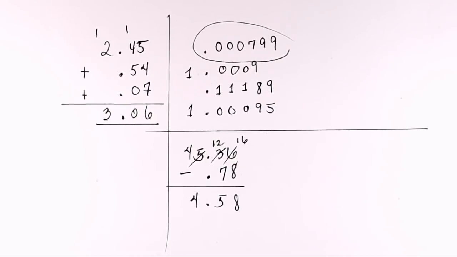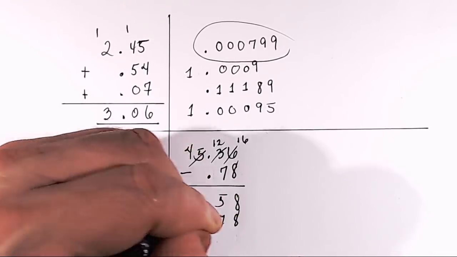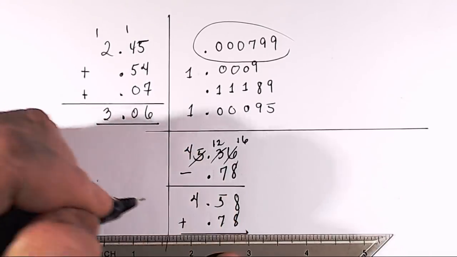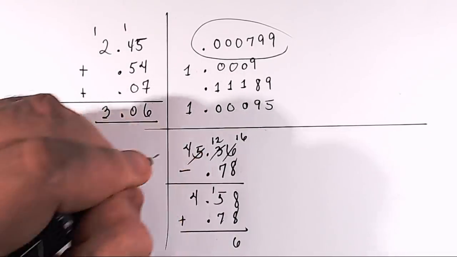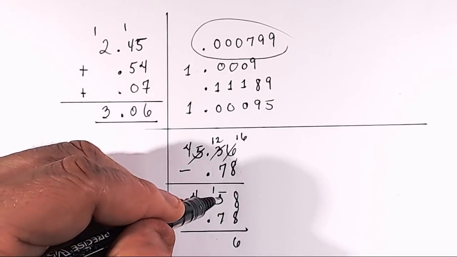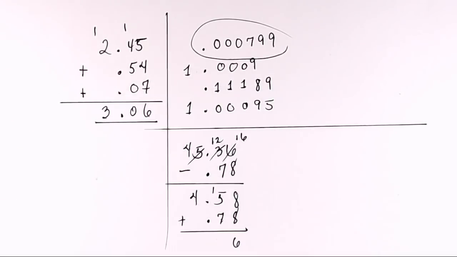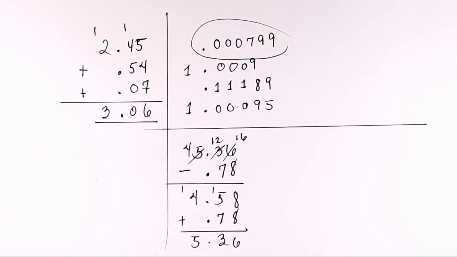4.58. To check that, make sure you add 0.78 to double check that your result is 5.36. You have 6, carry the 1. So that's 8. 8 plus 8 is 16, carry the 1. You have 5 plus 7 is 12, plus 1 is 13. Carry the 1, put the decimal place, and now you have 4 plus 1 is 5. So 5.36 minus 0.78 is 4.58.